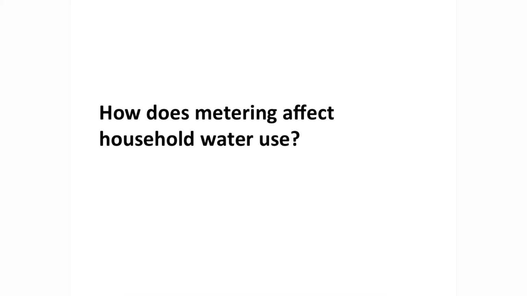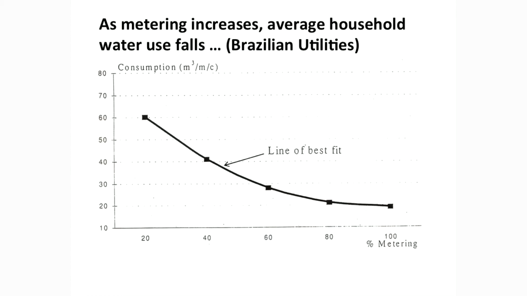The next question we want to ask is how metering affects household water use. Without a meter, it is impossible to set volumetric water prices, so the shift from an unmetered piped water connection to a metered water connection is a discrete change from a zero marginal price of water to a positive marginal price. This slide shows a cross-section of utilities in Brazil with different amounts of metering. Note that the vertical axis is cubic meters per month per customer, not per capita.